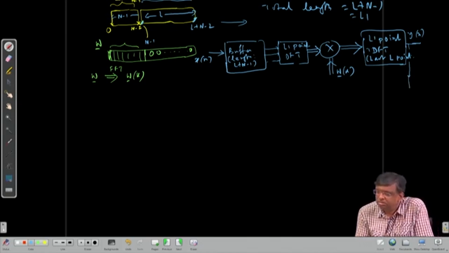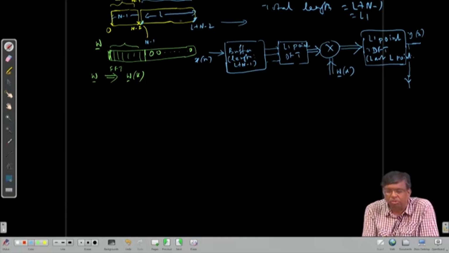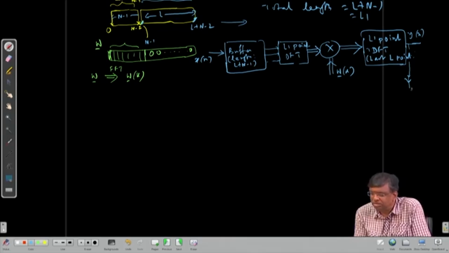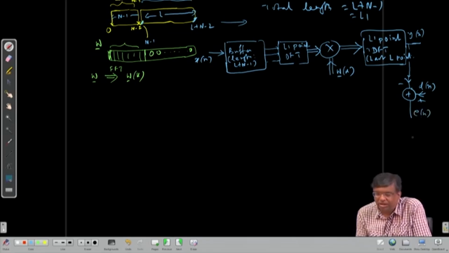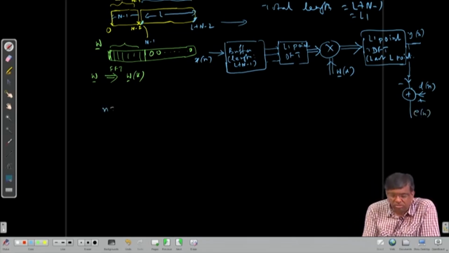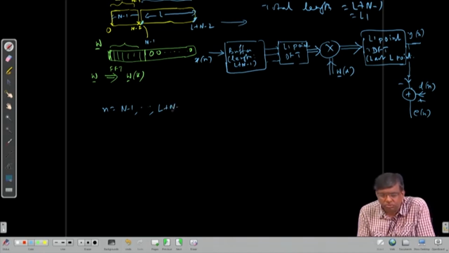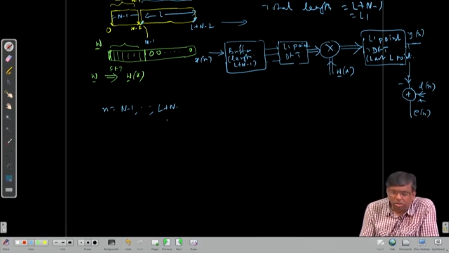Then, so suppose this is now serial, they are coming parallelly, so I put them like this block, one after another serially, and then I subtract from dn, so I get en from this point onwards, n minus 1 dot dot dot up to L plus n minus 2. All right.